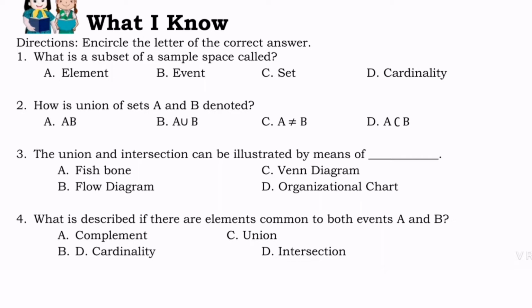Number 3. The union and intersection can be illustrated by means of. The answer is C. Number 4. What is described if there are elements common to both events A and B? The answer is D.